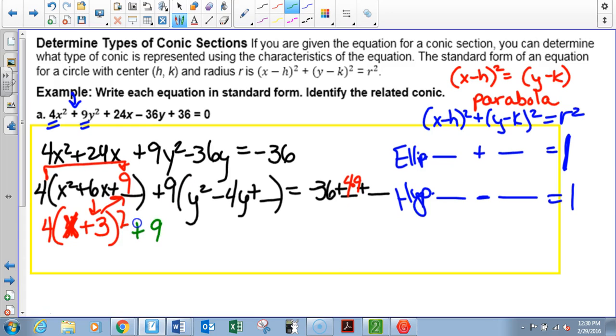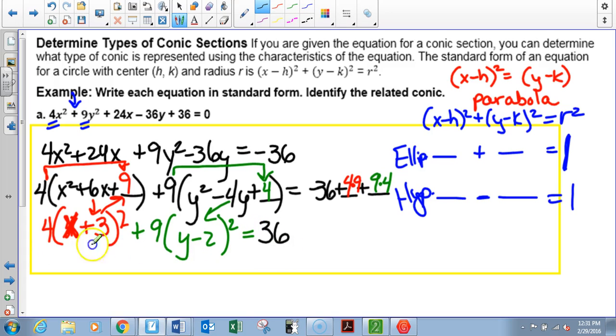Now, there's still a 9 out here. We're just completing the square on this. So you do y minus 2. Square that and you get 4. What do we have to add over there this time? 9 times 4. Okay? So we get negative 36 plus 36 plus another 36, which would be what? 36. Now, at that point, some of you might have said it's a circle.